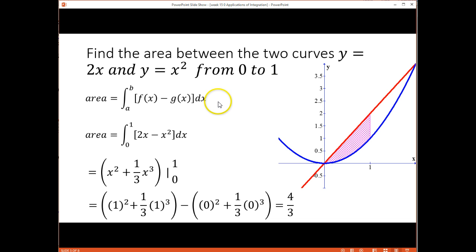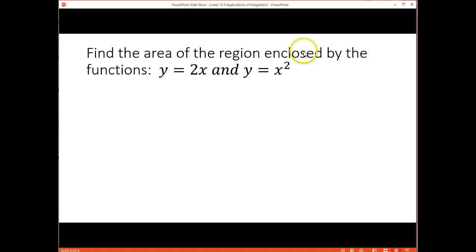Now we do have a special case of this. I'm going to give you a very similar problem. It says find the area of the region enclosed by the functions y equals 2x and y equals x squared. Well, enclosed means between the two curves. So I again want to find the area between the two curves. The issue we have here is that we are not given our a and our b. And the reason we're not given our a and our b is we're actually assumed that we want to calculate this.